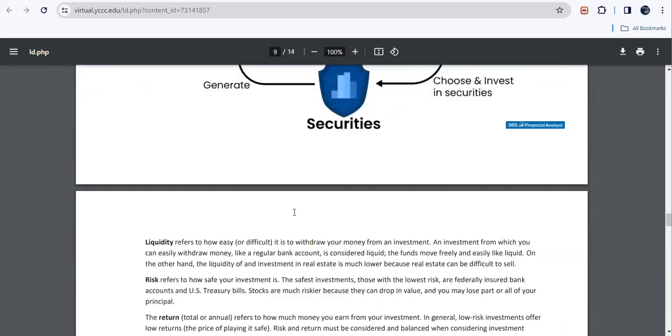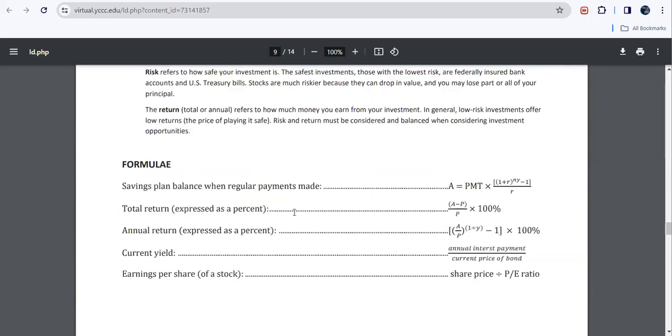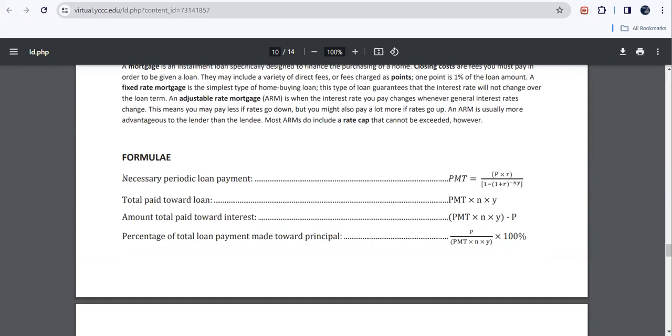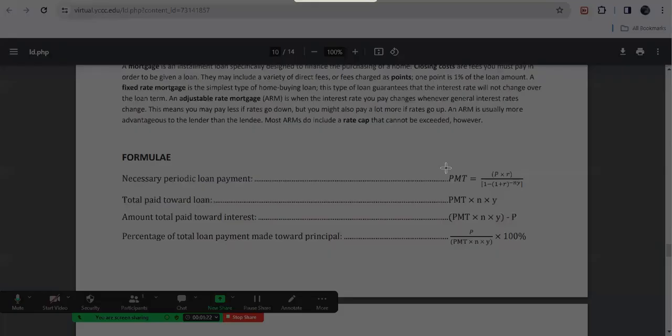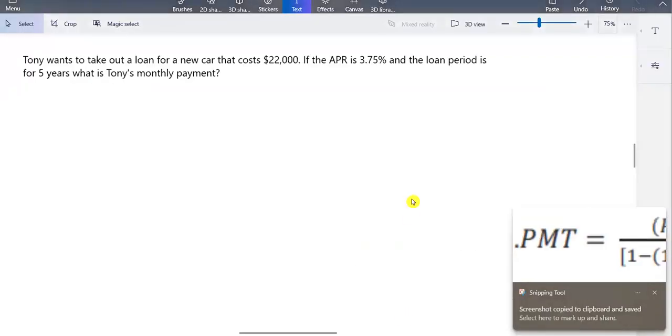So let's see. We're talking about a loan here. And loan, where's loan? Loans. There we go. Chapter 4D, loans. So it says necessary periodic loan payment. That's what we're looking for here. So let me grab this formula. Just grab a screenshot or a baby screenshot. Yes, that's my baby screenshot.